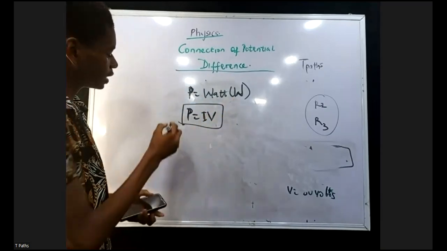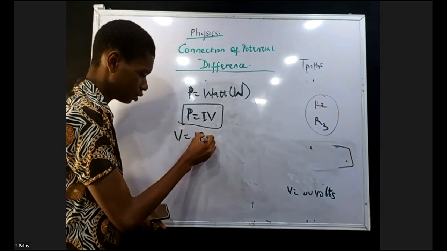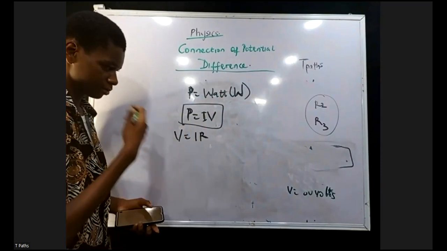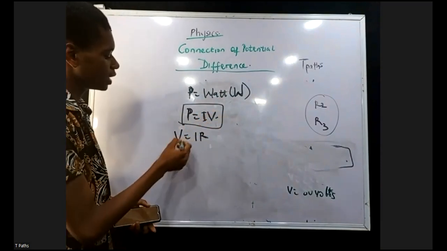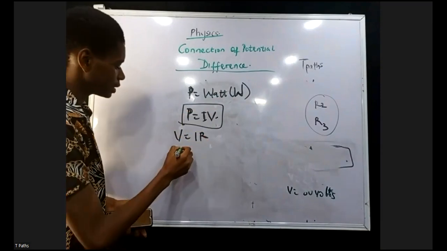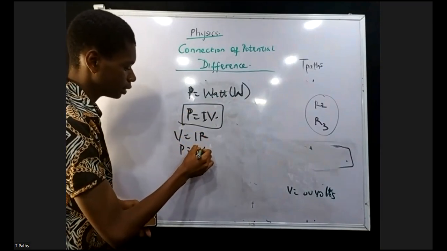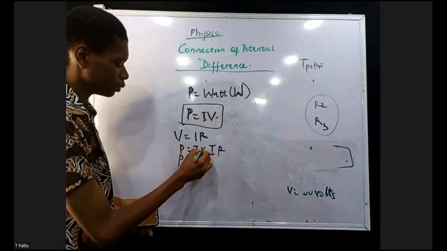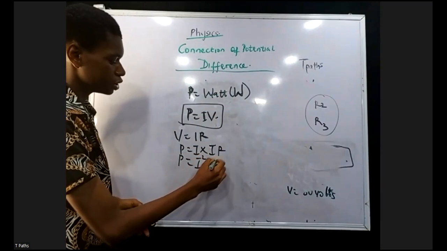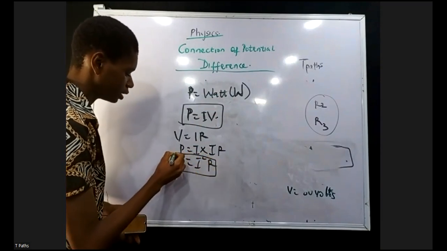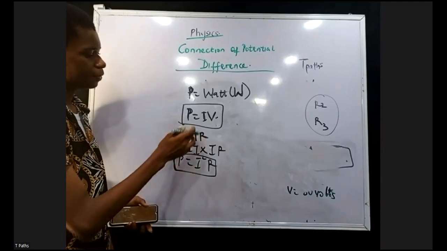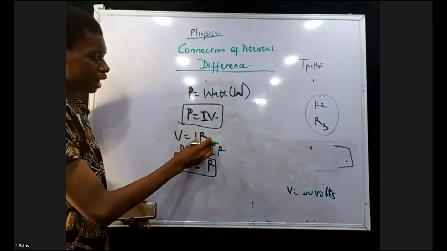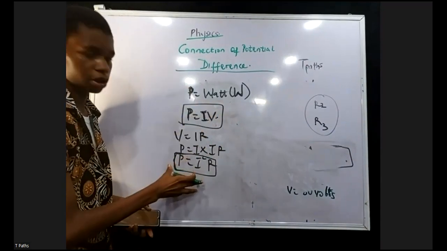Now, don't forget, through Ohm's law we found that V equals IR. So I can substitute IR for V in this equation. Instead of writing V, I write IR. So P equals I times IR, and I times I gives I squared. So P equals I squared R. Here is another formula for calculating power. The first formula was P equals IV, and I substituted IR for V and got P equals I squared R.